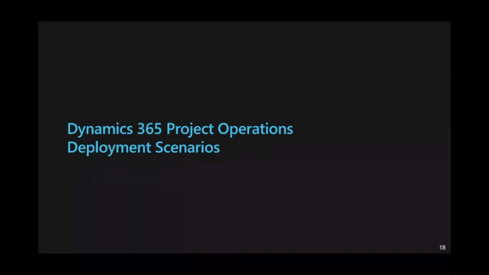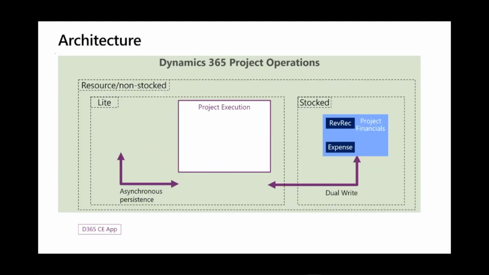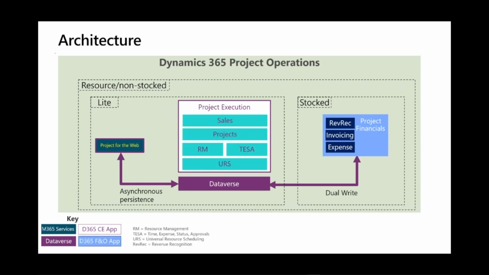All right, now let's talk about various functional scenarios, what needs to be considered, and therefore what our high-level recommendations would be. But before we do that, to help us understand some of the considerations, let's first take a brief look at the high-level architecture of the deployment options. As you can see in our simplified diagram, the components making up your project operations solution will depend on the deployment type you select. In the light deployment type, you're using only the customer engagement app, which also wraps the project for the web engine for schedule management.